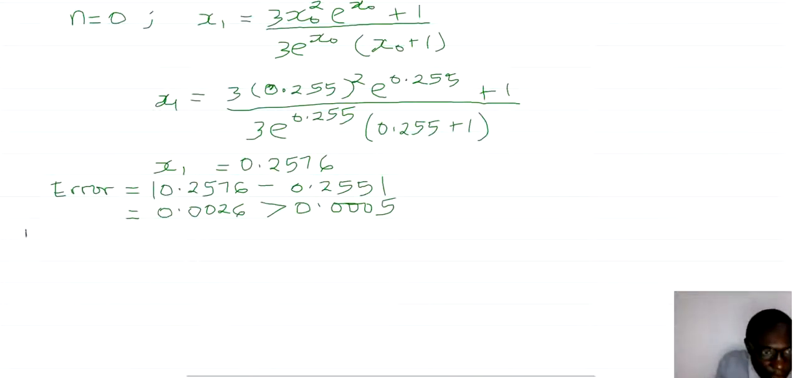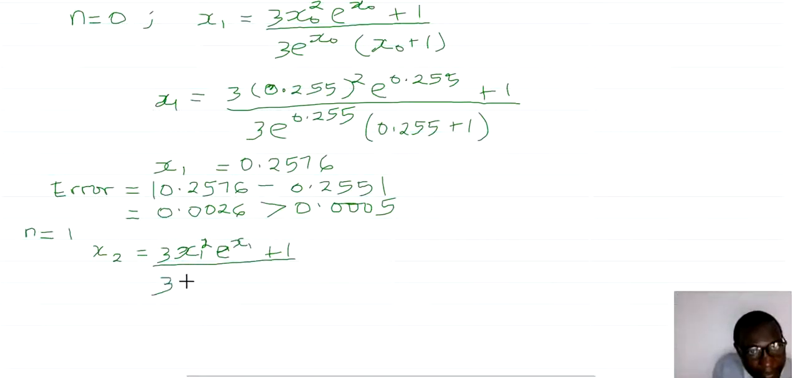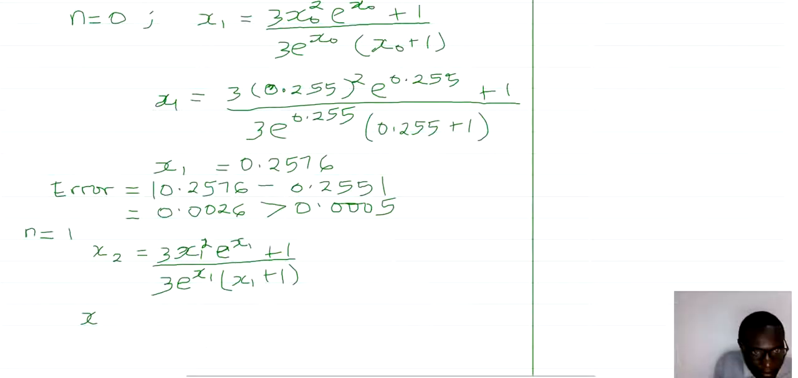So we are going to say when n was 0, now n is supposed to be 1. So we shall have, putting in the other formula, x2 being equal to 3 x1 squared exponential x1 plus 1 everything divided by 3 exponential x1 into bracket x1 plus 1. But what is x1? x1 is this value here. So we shall have to substitute in just like the way we substituted for this here.